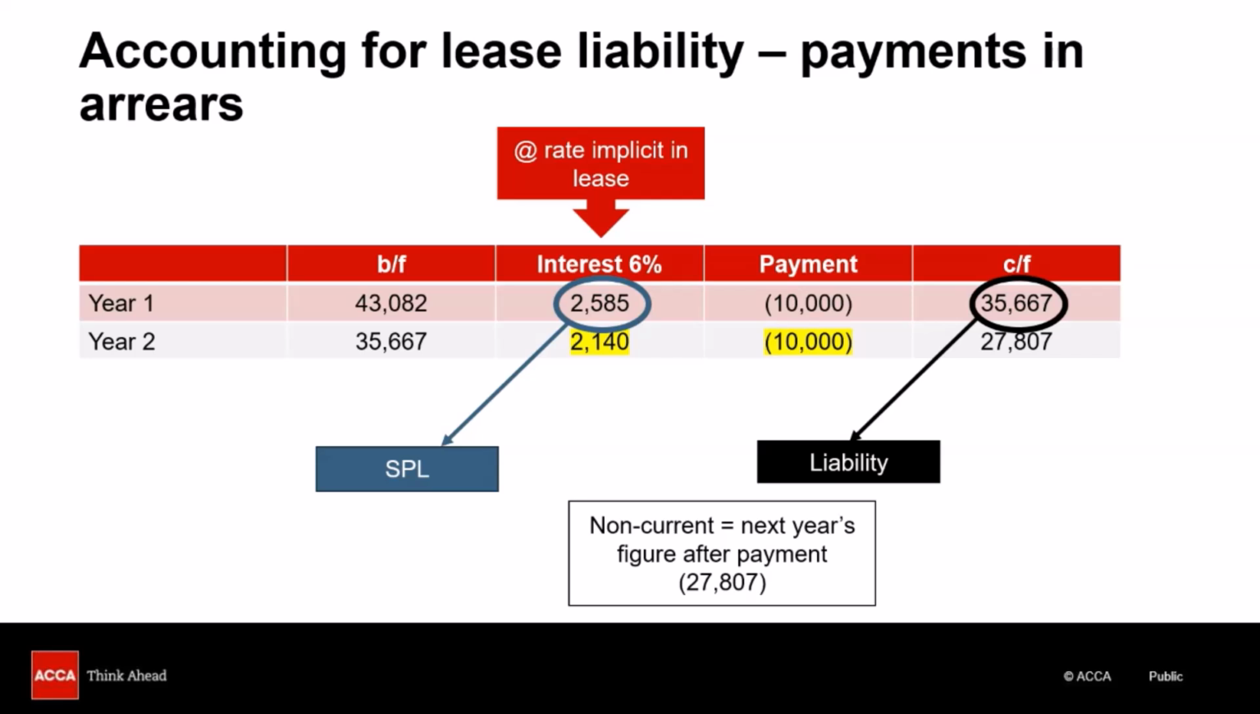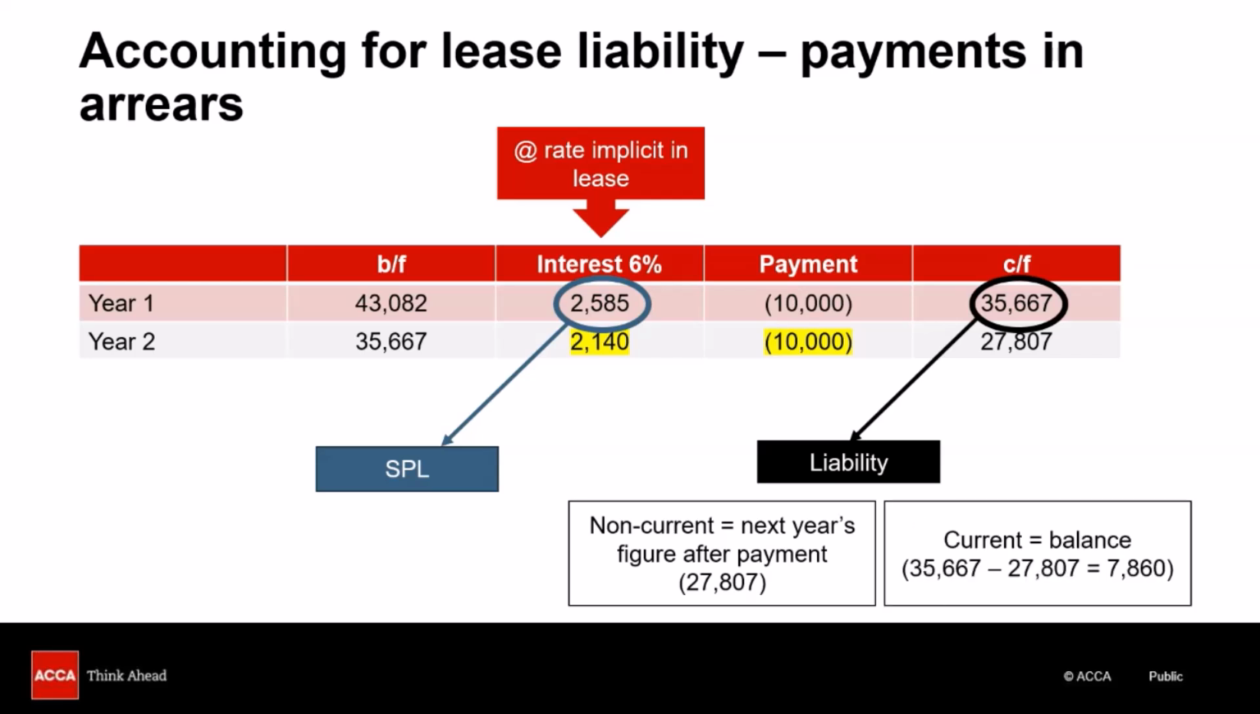And once we do the working for the next year, the closing balance of the next year is going to be your non-current liability. This we are talking about payment in arrears. Whereas the current balance is going to be a difference between the carried down balance at the current year and the carried down balance in the next year. So in this particular example, at the end of year 1, we had liability of 35667. We subtract from it the liability at the subsequent year end, which is 27807, and the balancing figure is going to be your current liability.